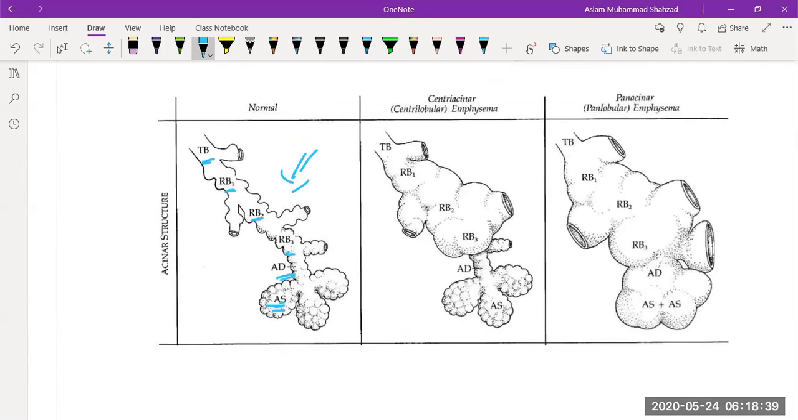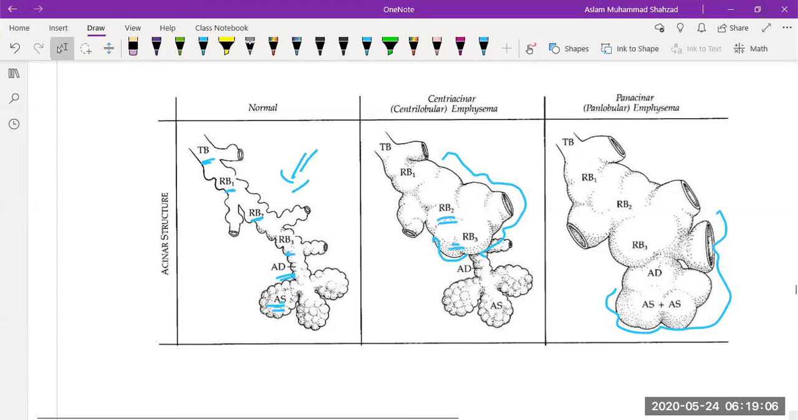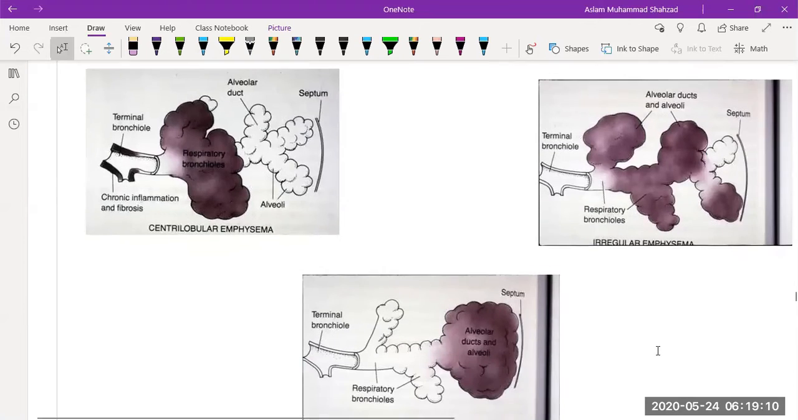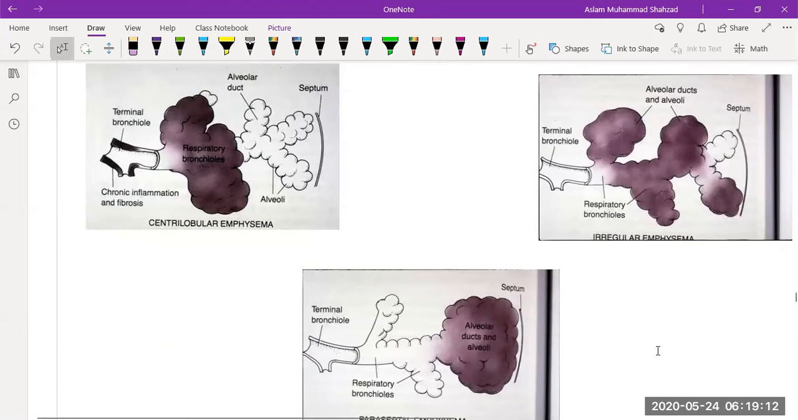What happens in centriacinar, you can see this swollen part, it is in the respiratory bronchiole, and especially in RB2 and RB3, which is the central part of the branch. Whereas in panacinar, you can see it is more on the terminal sides, in alveolar sacs and alveolar ducts. It is more commonly profound, and that is why it occurs at the distal part of the branch. Then another picture to explain the same thing. I just put multiple pictures to explain.